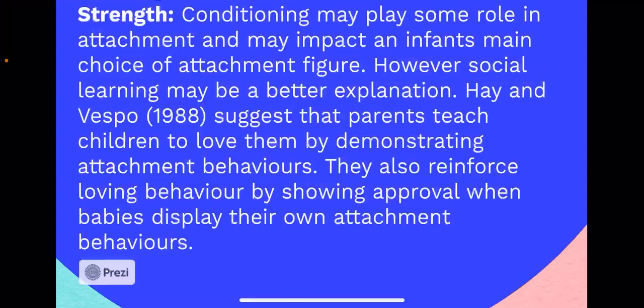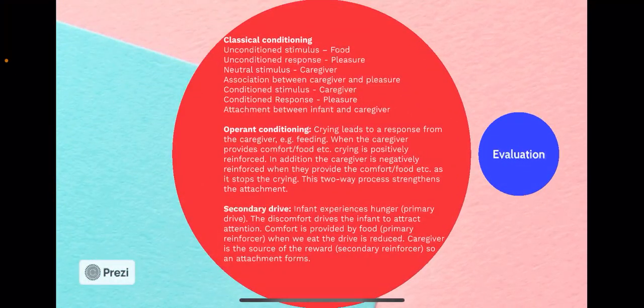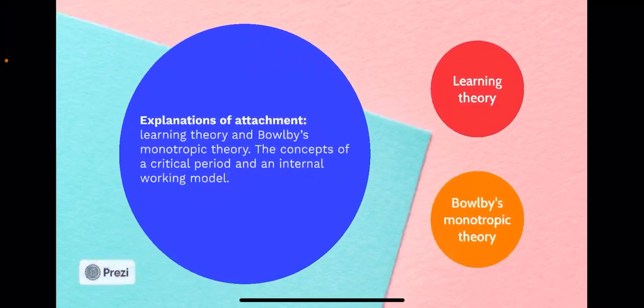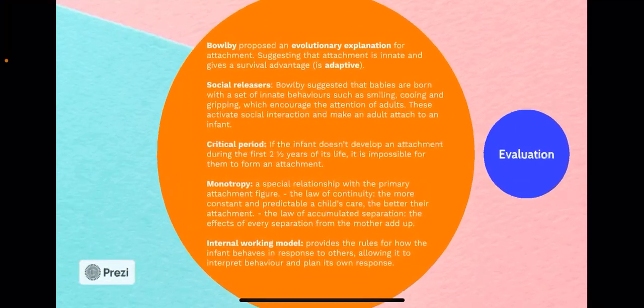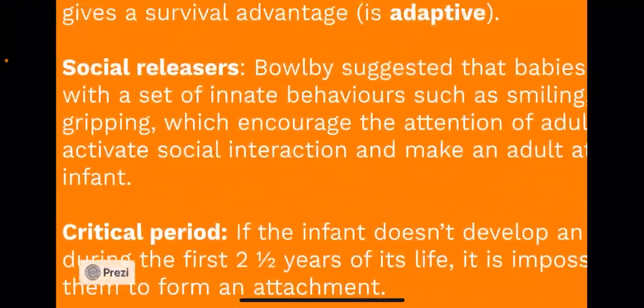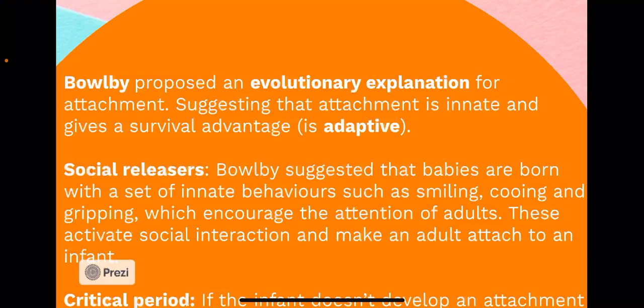So Hay and Vespo suggest that parents teach children to love them by demonstrating attachment behaviours, and they reinforce these loving behaviours by showing approval when babies display their own attachment behaviours. So it's still got some aspects there. Social learning theory still has some aspects of learning, but it kind of elaborates on that a little bit. So next we have Bowlby's monotropic theory. So this is our next explanation of attachment.